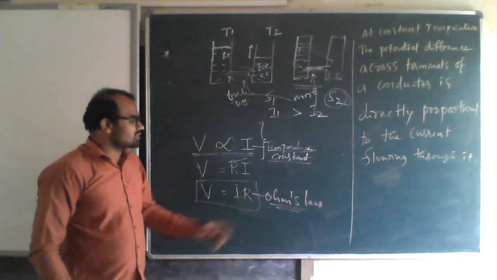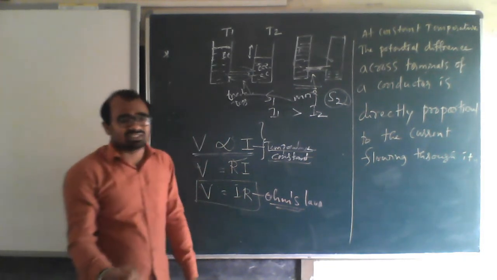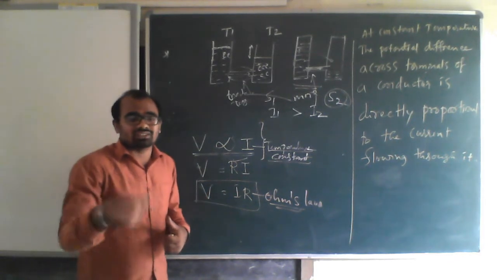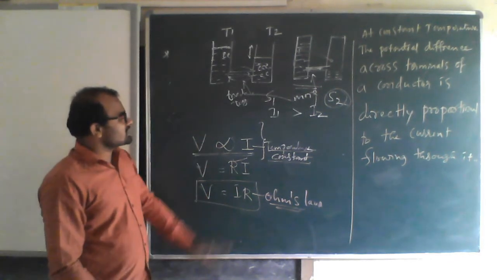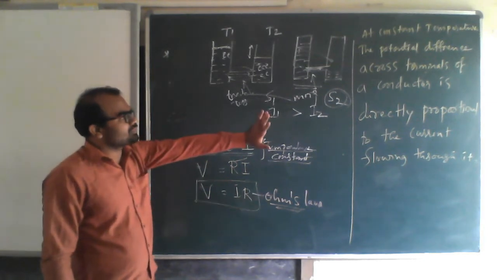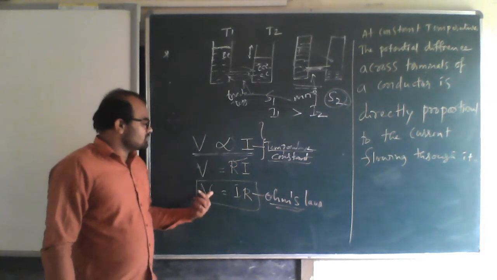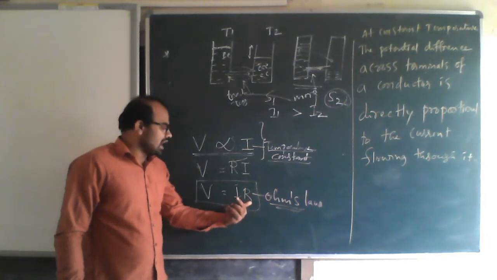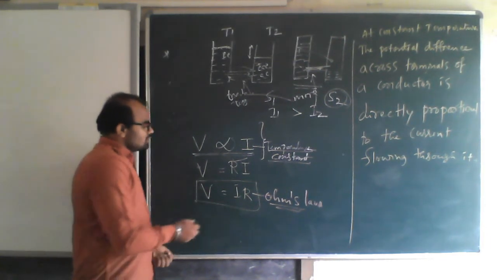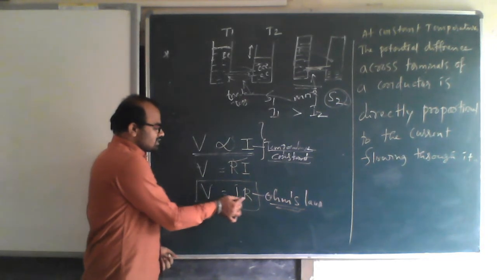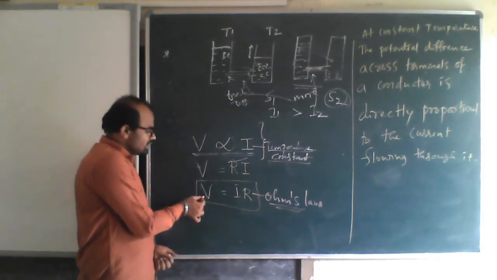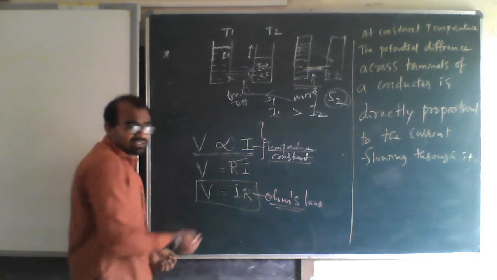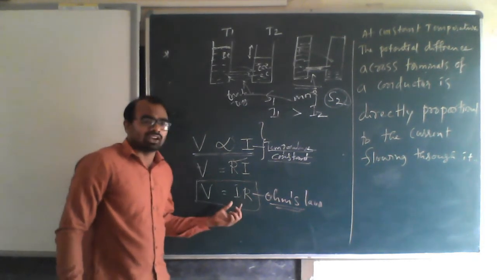V equal to IR is the formula. R is the resistance. What is resistance and what are its properties, how it is used, we will see in the next class. But in this class, you just remember Ohm's law. So the formula for Ohm's law is V equal to IR. V is voltage, I is current, R is resistance. So I is dependent on both resistance as well as voltage. If the voltage increases, I increases. If the resistance increases, I decreases. Resistance is reverse to current.